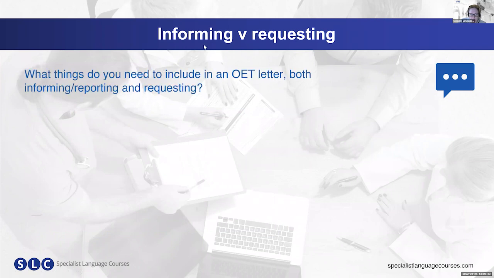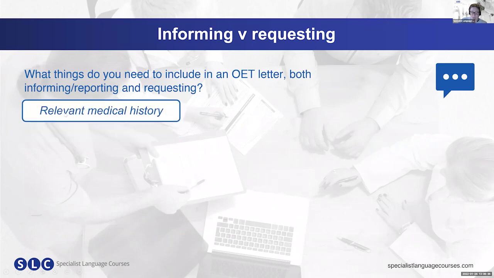So first of all, let's think about some of the different things you need to include in an OET letter, both informing and reporting and requesting. For example, one thing that you might need to inform the reader about is relevant medical history. Let me know in the chat box, what kind of things do you need to include in an OET letter? Think about informing and reporting, and also think about what things you need to request.